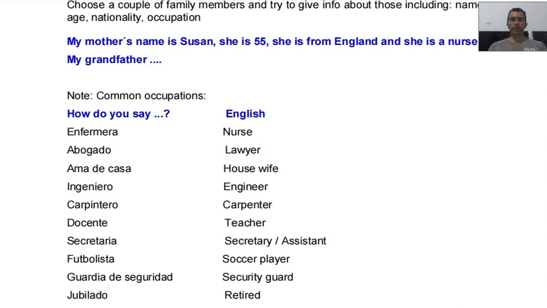So, based on the information you have over here about occupations and the lines we have in blue, which is the example, you can give your own information.